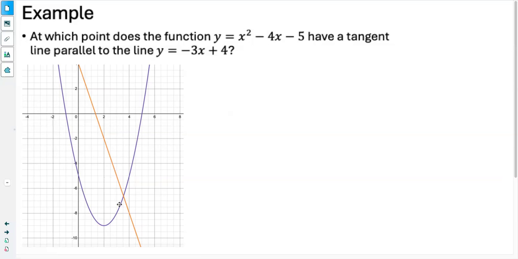Now, because the definition of parallel means that they will have the same slope, we can say for the tangent line to be parallel, we need the same slope.